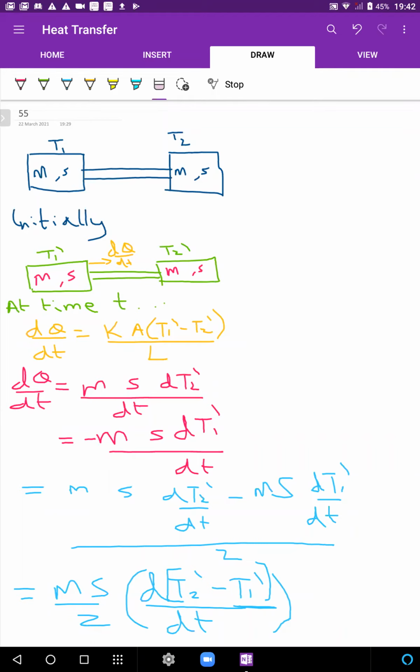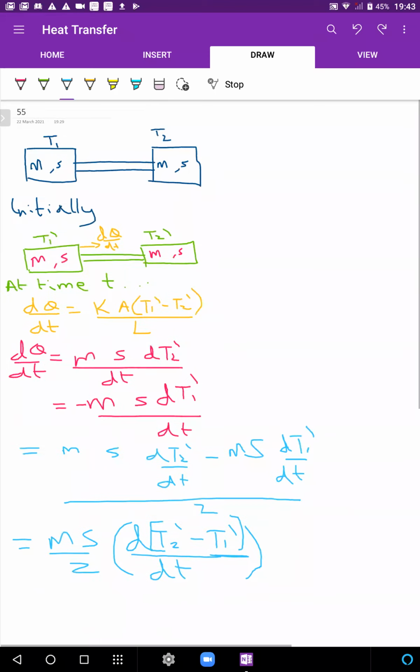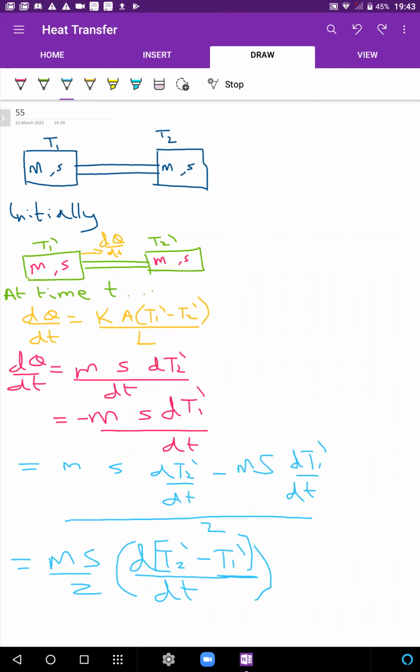Someone is asking again whether there should be a minus dT1 dash here. If you apply the subtraction rule, d(T2 dash minus T1 dash) becomes dT2 dash minus dT1 dash. That's your subtraction rule of calculus. Okay, when you put this into the original equation, suddenly this will get solved. I'll of course do that on the next page, but now it will get solved.